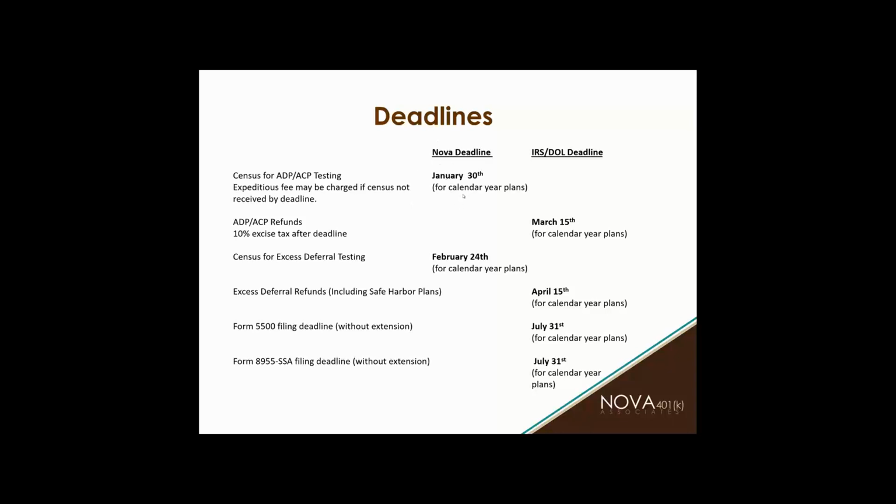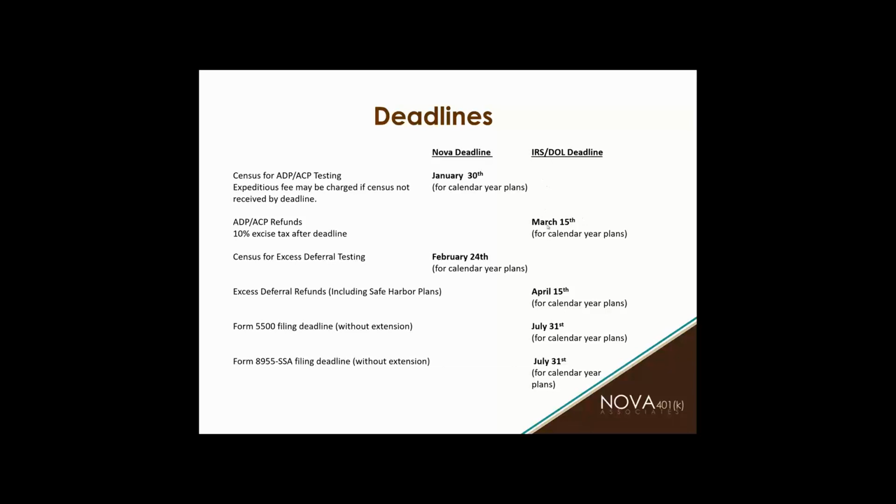This deadline is that if we do not have your complete and full census data by January 30th, we do not guarantee that we can get to the testing of your plan in order to test it to see if any ADP or ACP refunds are needed for one of the tests for a non-safe harbor plan. We cannot guarantee that we can get the test done and get the refunds, if needed, processed by the IRS and Department of Labor deadline of March 15th.